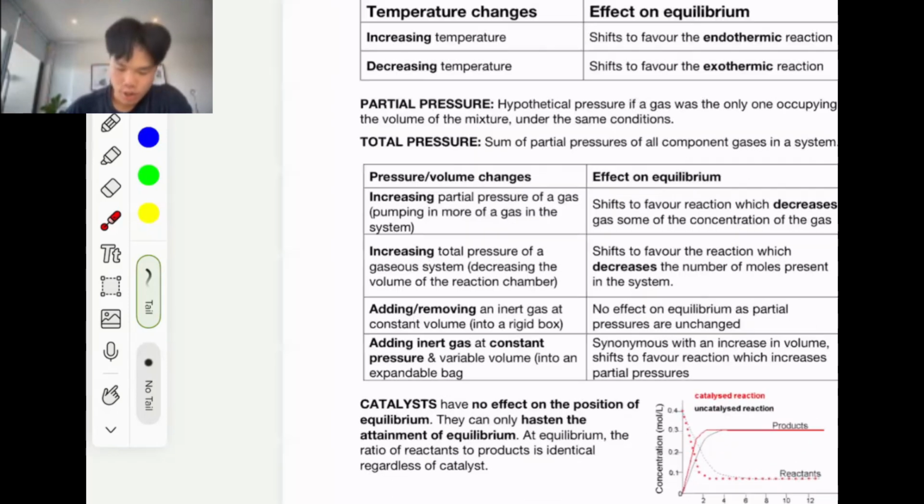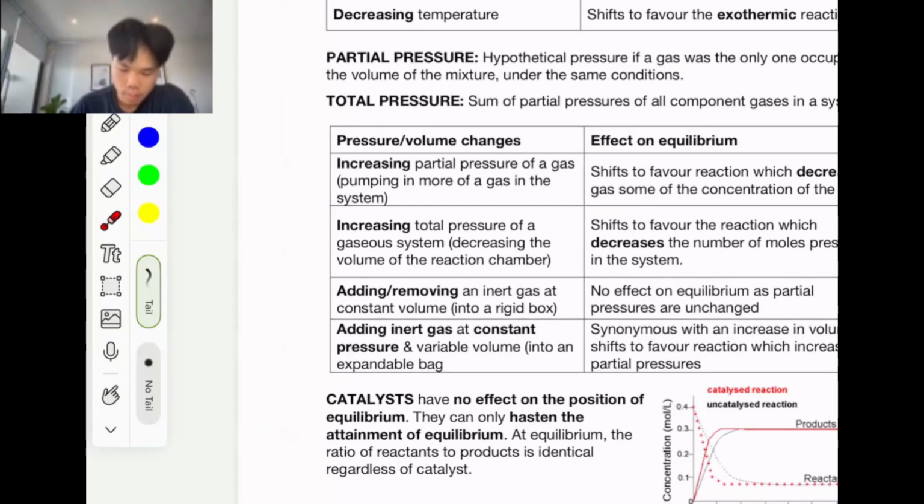You have two types of pressure, partial pressure, total pressure. Partial pressure is where you have a box. If there's only one gas in it, then the pressure of the system would be that single gas's pressure, and that's your partial pressure. Total pressure is the sum of all of the partial pressures of all the gases in a system combined and added together.